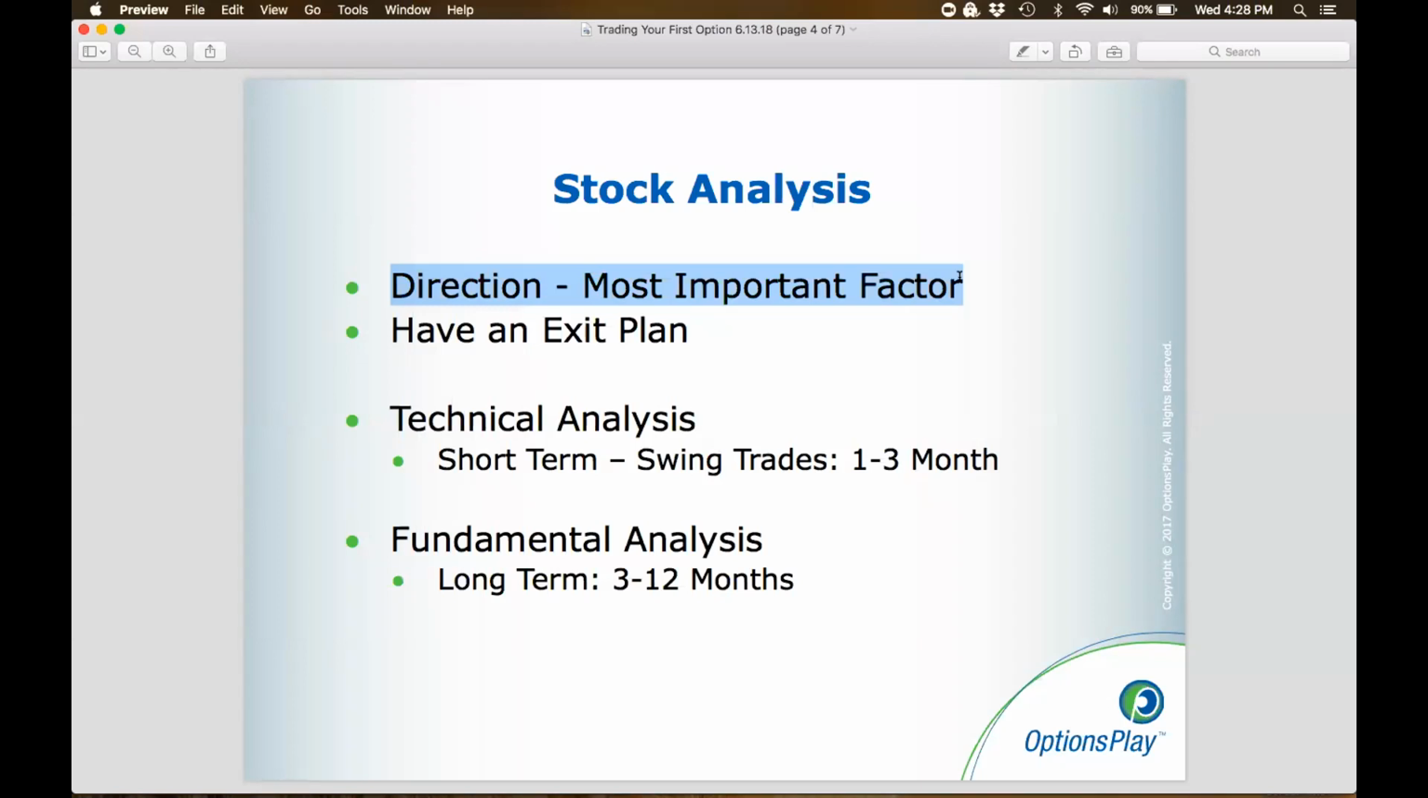And the second part is having an exit plan. What I mean by that is, if you feel that the stock is bullish, you should have a target price. If you're bullish on Apple, which is trading around 190, you should say, I think Apple's going to go to 200 or 220 or whatever that target is. You need to have a target, because that's going to help you lay out your plan as to when to buy that option and when to sell that option.